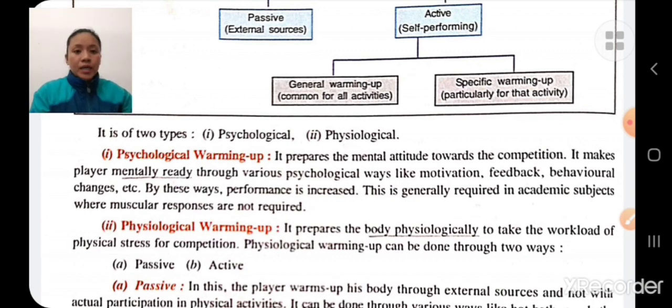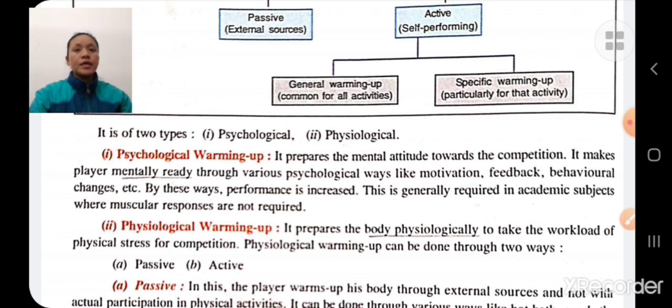First, psychological warming up. Psychological warming up means making the player psychologically ready for the competition. We can make them mentally ready by motivating them, by giving feedback, or by changing their behavior. These are some methods to make them mentally ready for the competition. Next is physiological warming up.